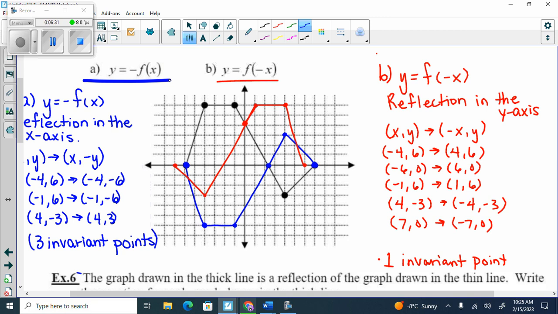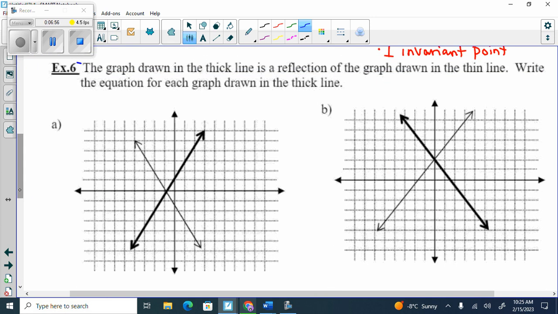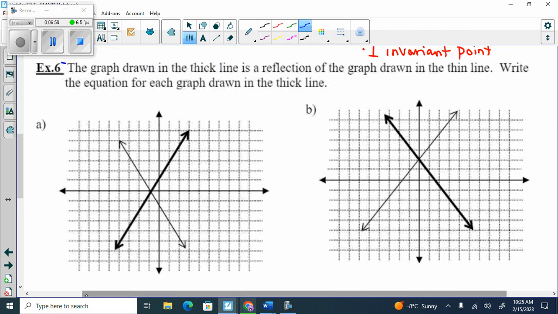We're going to look at example 6 then. Example 6 just says determine where the reflection is on. So if we look at example 6, it says a graph drawn in the thick line is a reflection of the graph drawn in the thin line. So the thin line is the original, the thick line is the transformed graph. So here we need to write the equation of the graph of the thick line.